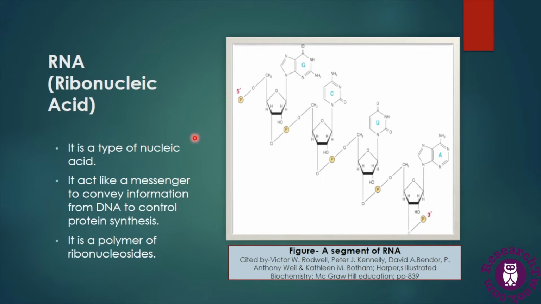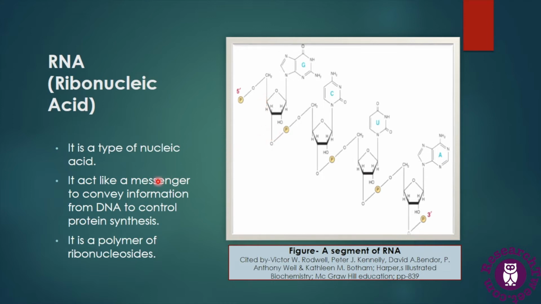in DNA. Now in this diagram we can see a segment of RNA showing its molecular structure. Here we can see the nitrogen bases of RNA, which are guanine, cytosine, uracil and adenine, and the backbone which consists of ribose sugar and phosphodiester bonds.